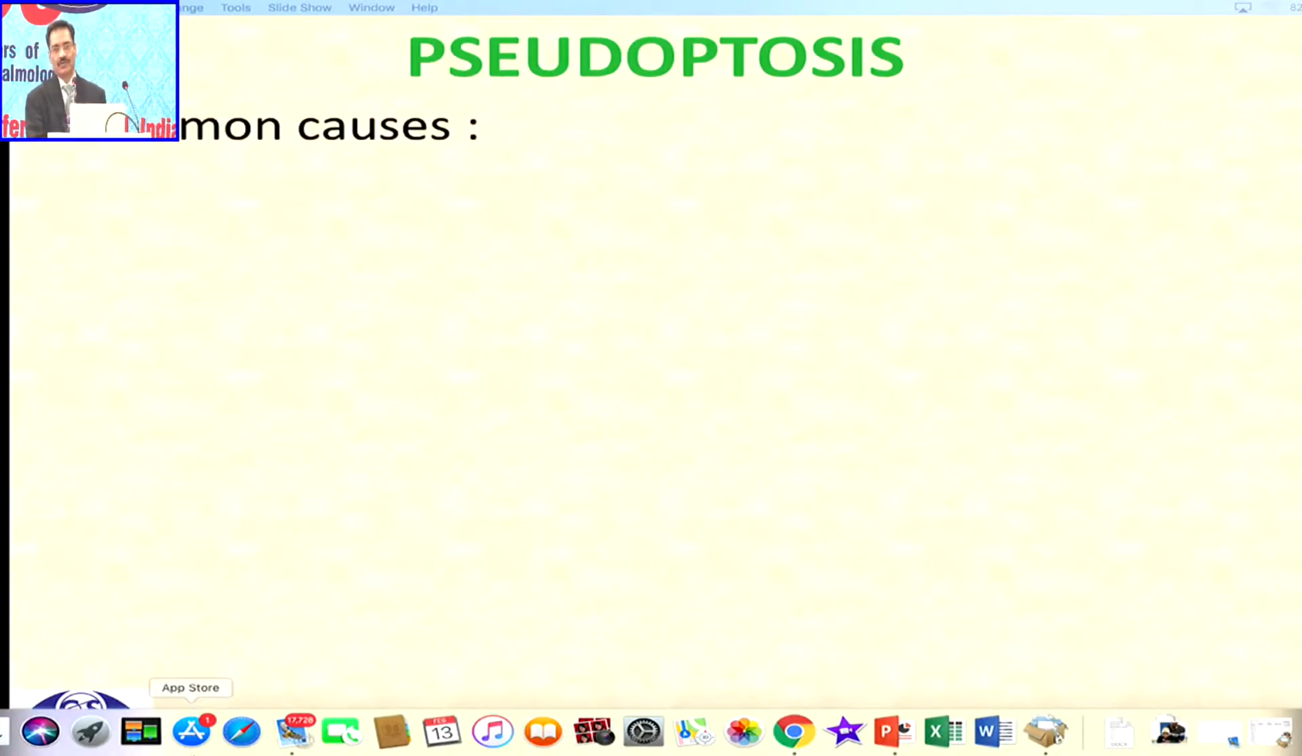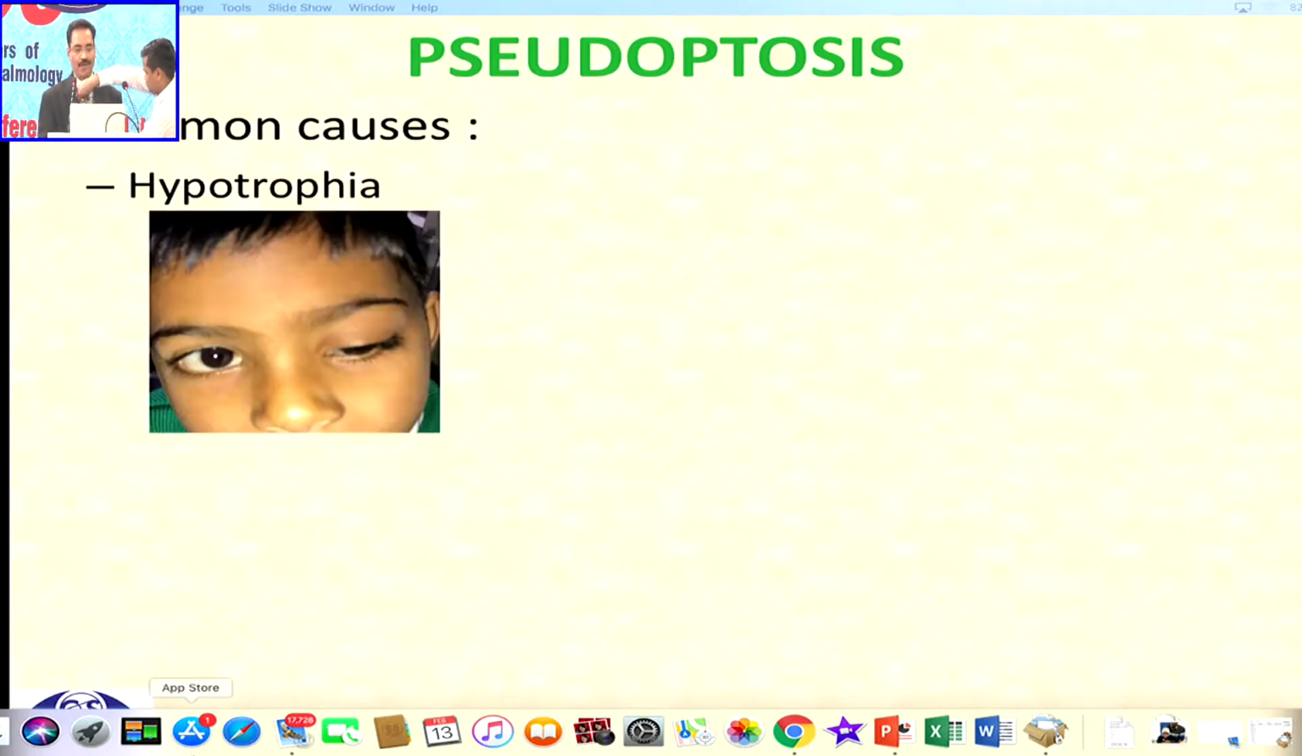What is pseudoptosis? Pseudoptosis means there is no actual ptosis, but there is an appearance of ptosis. There may be various causes for pseudoptosis. One set of causes is because the lid tends to follow the eyeball. So if the eyeball is not supporting the eyelid properly, then the lid will naturally droop down. A very common condition is hypotropia.